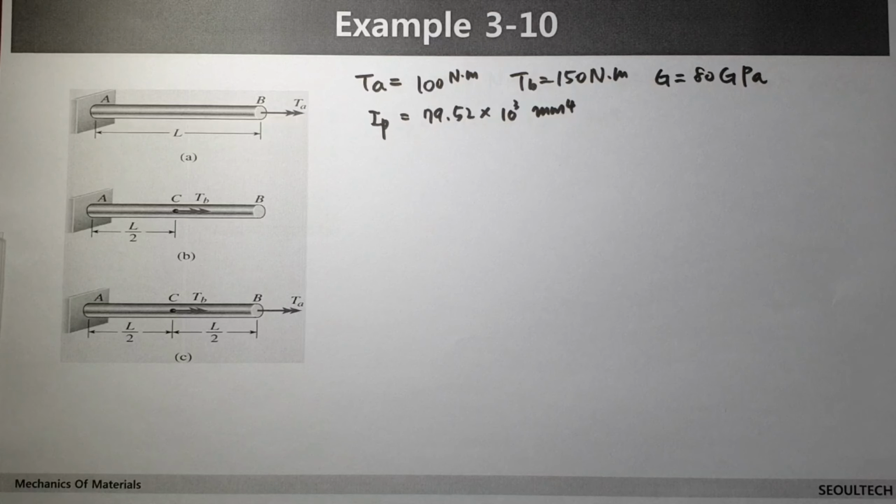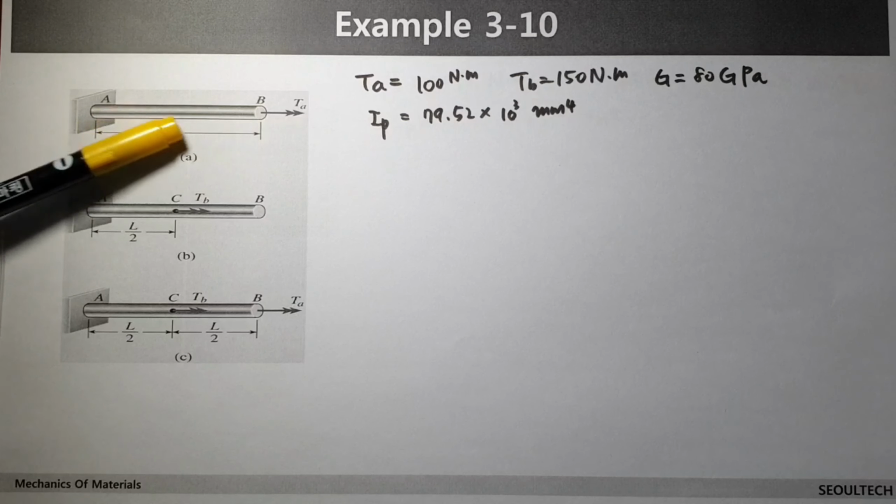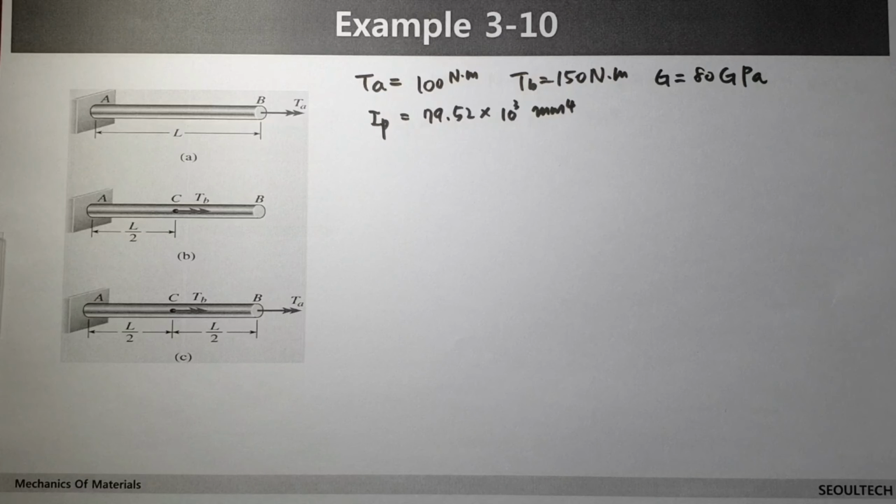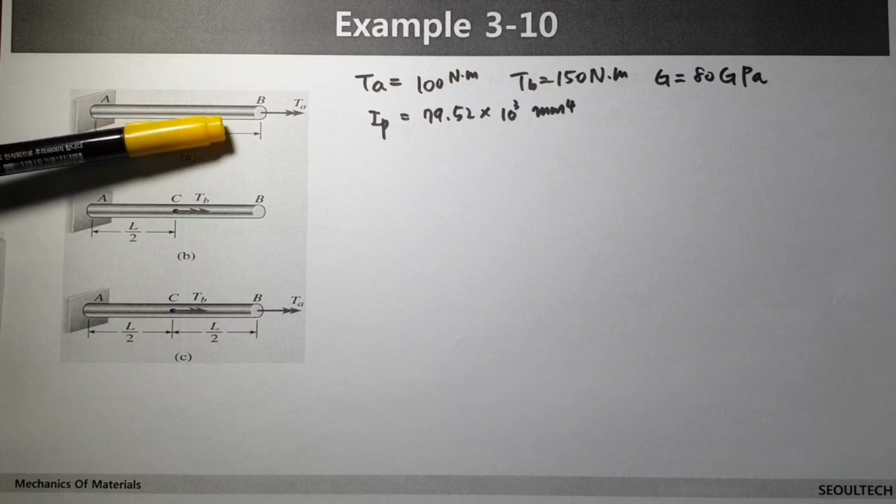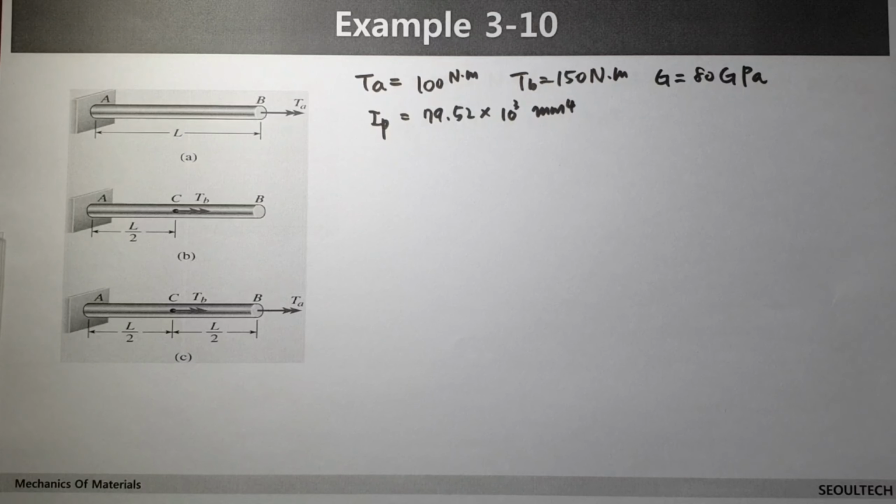In this example, we consider a cantilever bar. The bar has just one solid circular cross section, which is built in, attached firmly on the left side to the wall A.